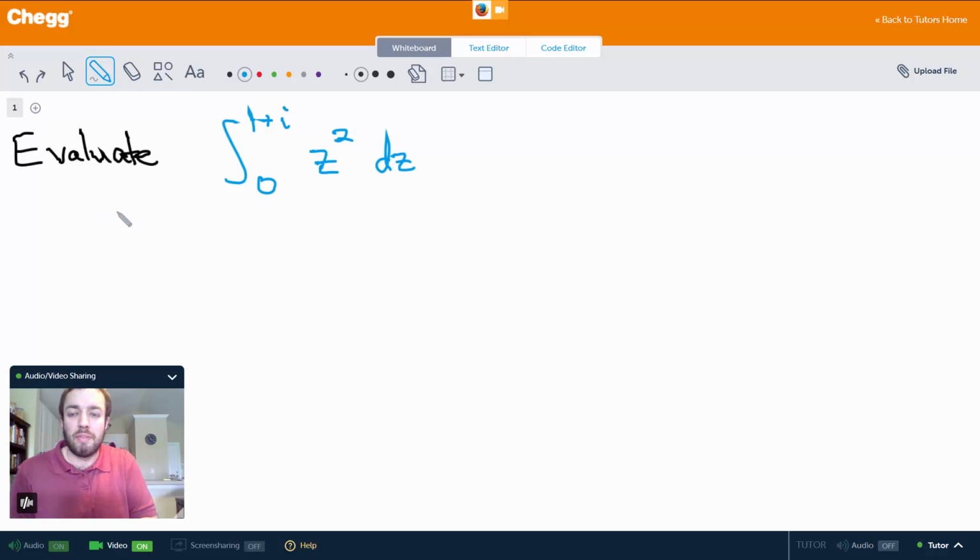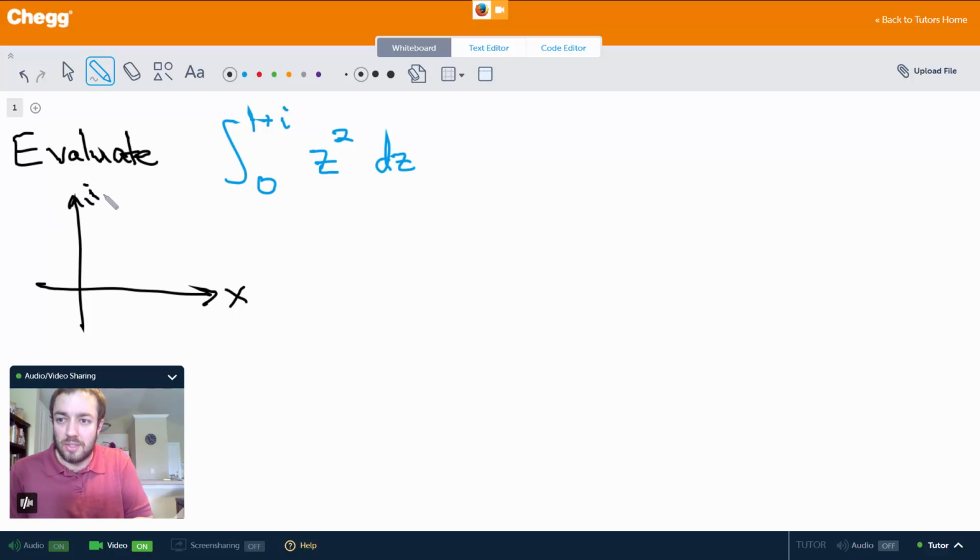So here we want to evaluate the integral from 0 to 1 plus i of z squared dz. So from 0 to 1 plus i, we can just think of that as the straight line path between the point 0 and the point 1 plus i in the complex plane. And in the complex plane, plain old 0 is still just the origin, so we have x and then we can say iy if we want to be pedantic about it. So here's 0 at the origin. And then 1 plus i is really the point (1, 1), because 1 plus i is really 1 plus 1 times i. So this 1 comes from this one here, and then this 1 comes from this one here.